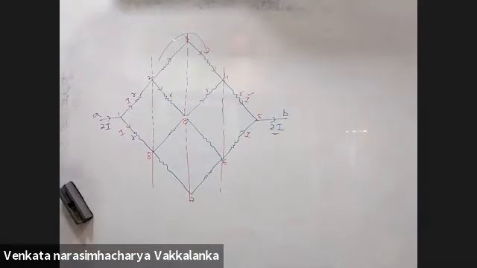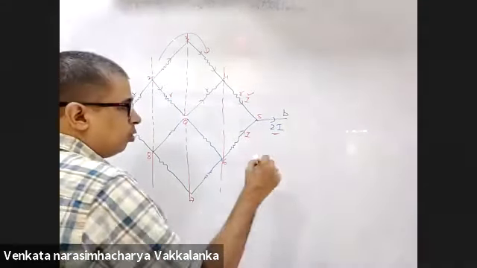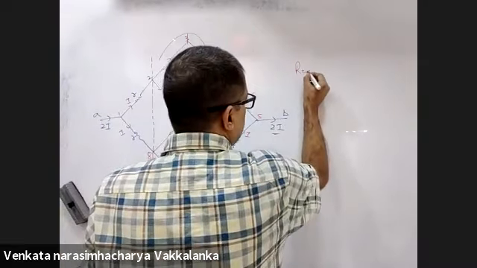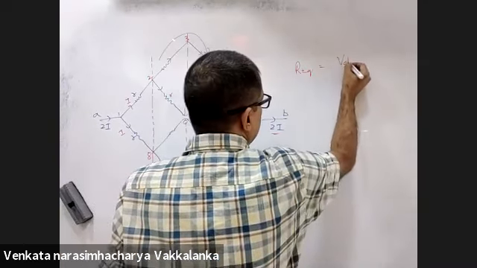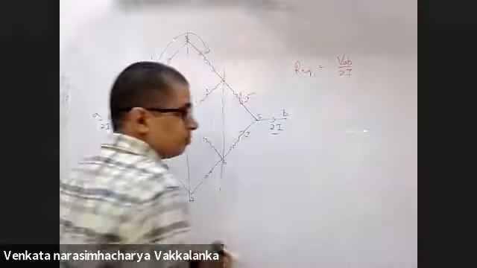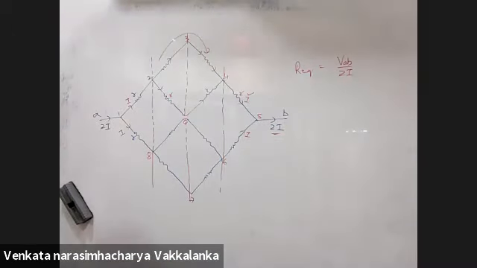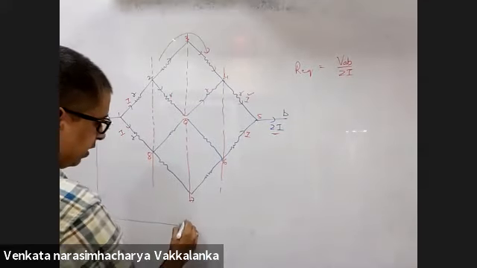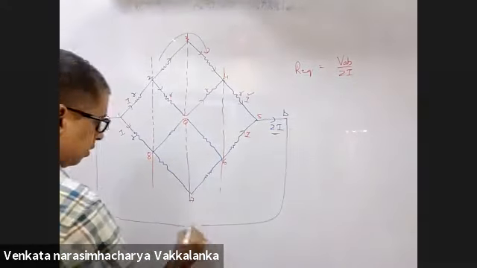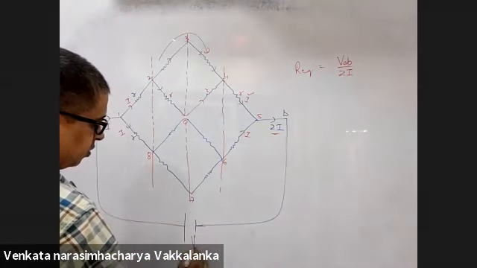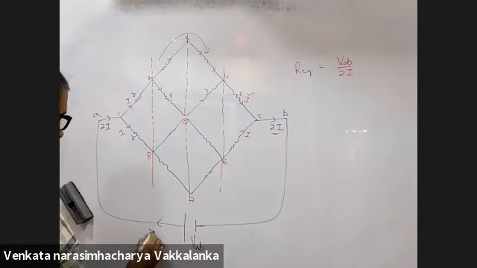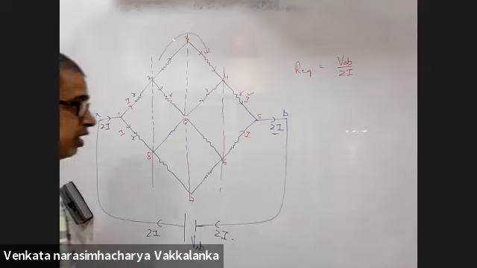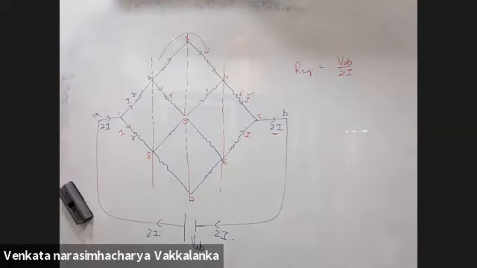Please observe this. This is A and B. How do you apply Kirchhoff's law? R equivalent is VAB divided by 2I. If you connect this to a battery, this is VAB. 2I is going here, 2I is coming here. VAB divided by 2I is R equivalent. Yes or no? Yes, sir.